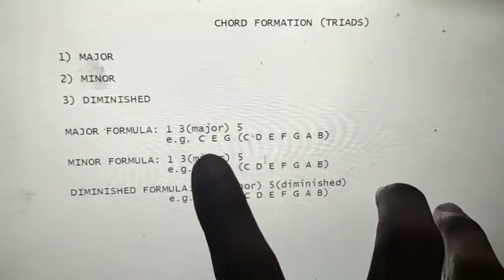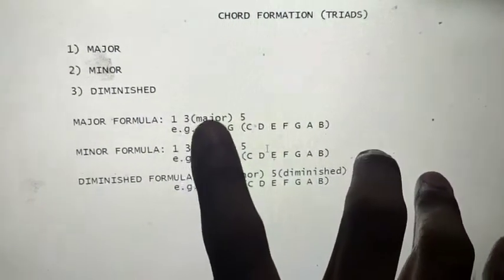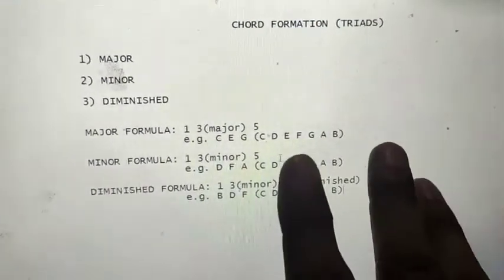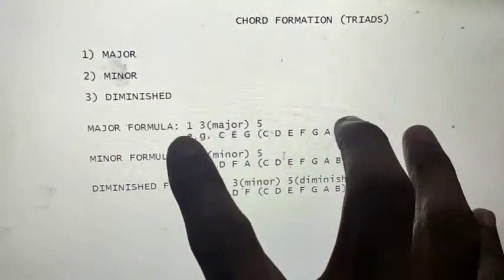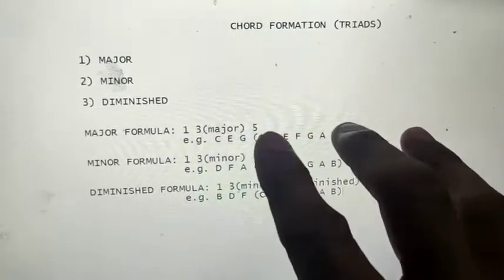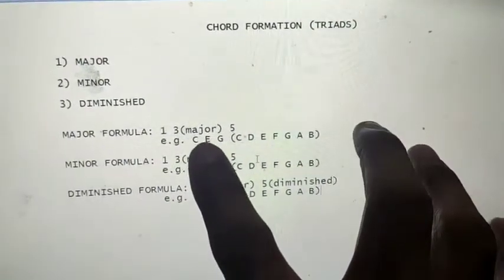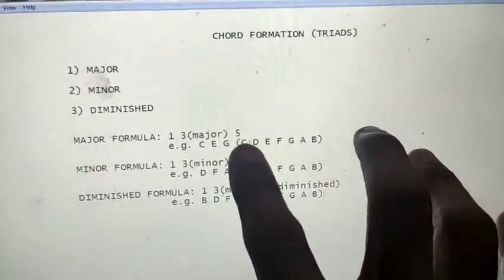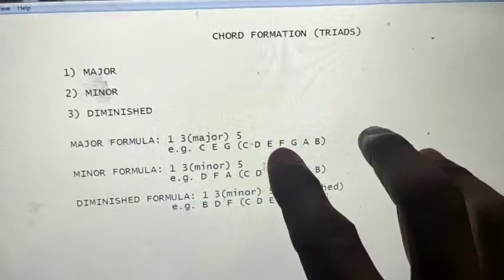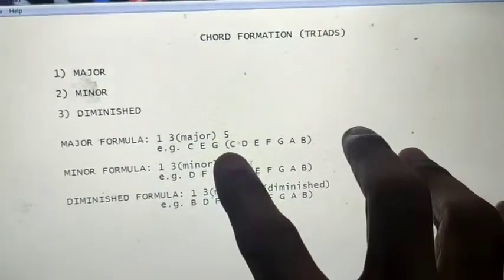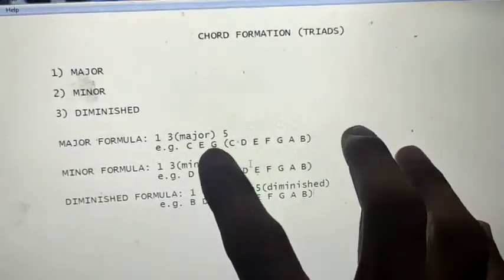Now, how to form a major chord from a major scale? If you don't understand what a major third interval is, you can refer to the previous theory lessons. The formula is the root, major third and the perfect fifth. For example, if we take the C major scale, the C major chord formula will be C, that is the 1, the major third, that is 1, 2, 3, the E note, and the perfect fifth, that is the 5th note from C: D, E, F and G. So the chord becomes C, E, G.